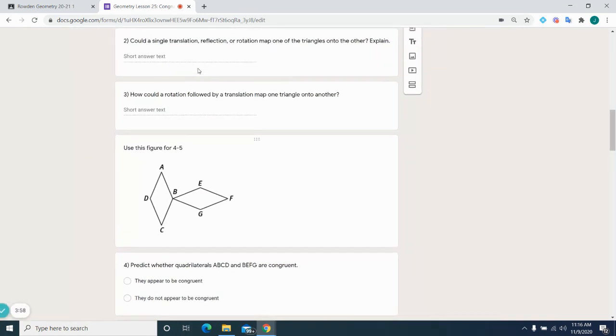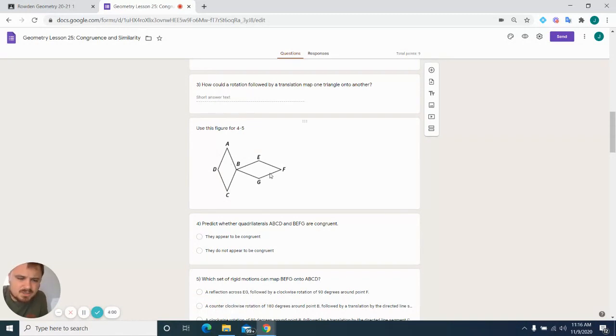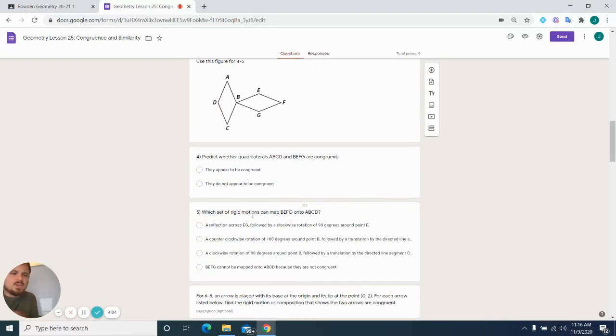Okay, so now what we're going to do, we're going to try to actually compose these ourselves. So use this figure for 4 through 5. Do you think that A, B, C and B, E, F, G are congruent? Are these two congruent? What do you think, yes or no? So press pause and then try it yourself.